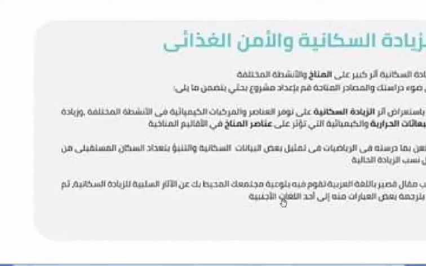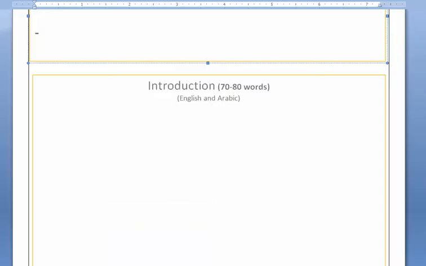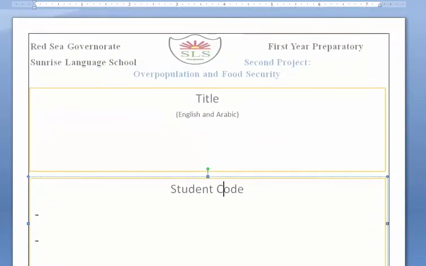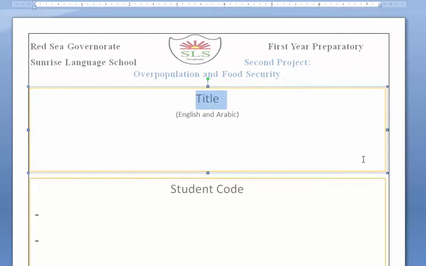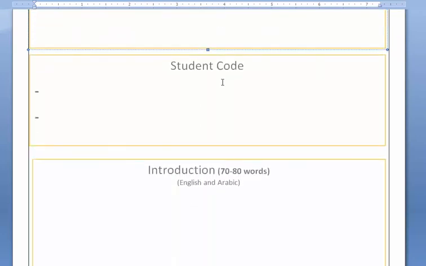Okay, so let me remind you of the format that we have sent you. Here is the format that you have received. So this is the second project, overpopulation and food security. Here you are going to write an attractive title, once in English and once in Arabic. Then you write your code, or your codes if you are more than one student.